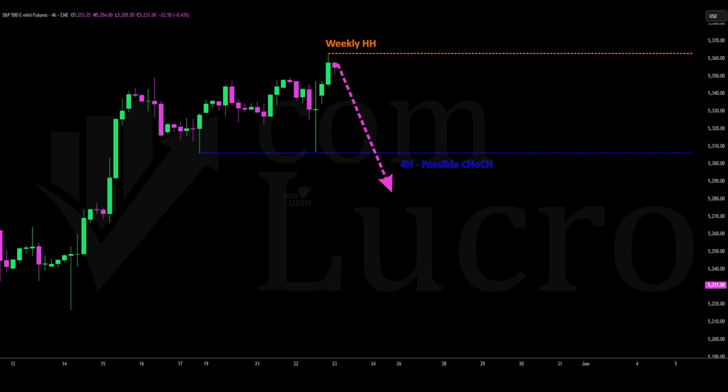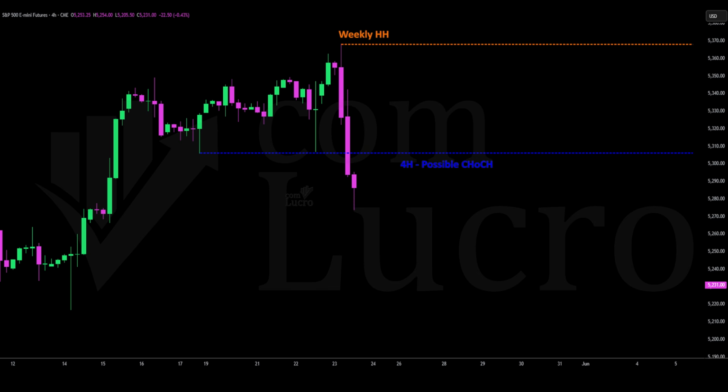As the chart continues developing, price suddenly delivers a strong bearish move on the 4-hour chart and breaks below the protected swing low. With this movement, the market forms a change of character, signaling that the bullish 4-hour structure may now be shifting bearish. This becomes an important moment in the framework because the 4-hour change of character now aligns with the weekly liquidity sweep that formed above the major weekly high.